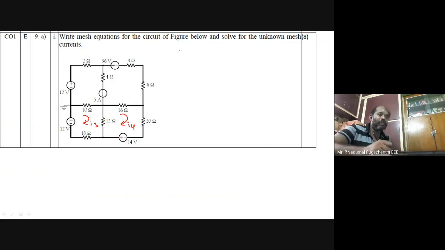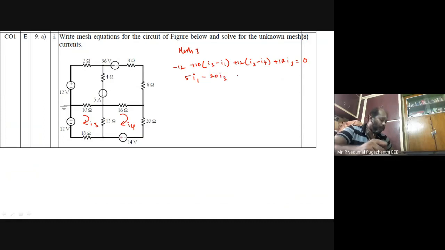If I consider mesh 3, my equation is going to be -12 plus 10 into (I3 minus I1) plus 12 into (I3 minus I4) plus 18I3 is equal to 0. From this I will get 5I1 minus 20I3 plus 6I4 is equal to -6. This is my third equation.